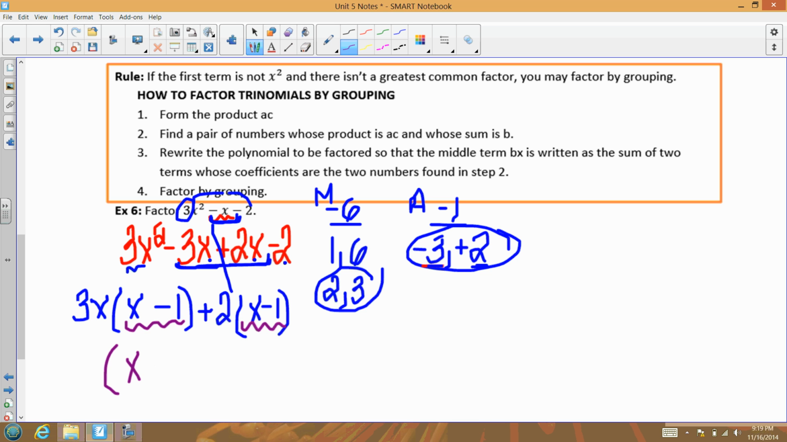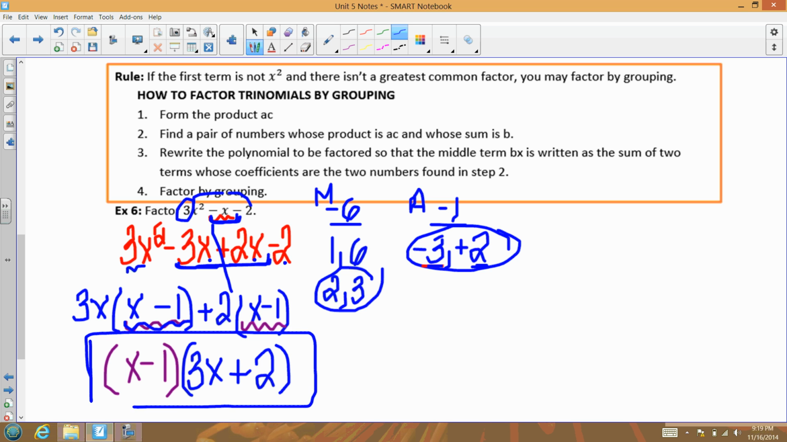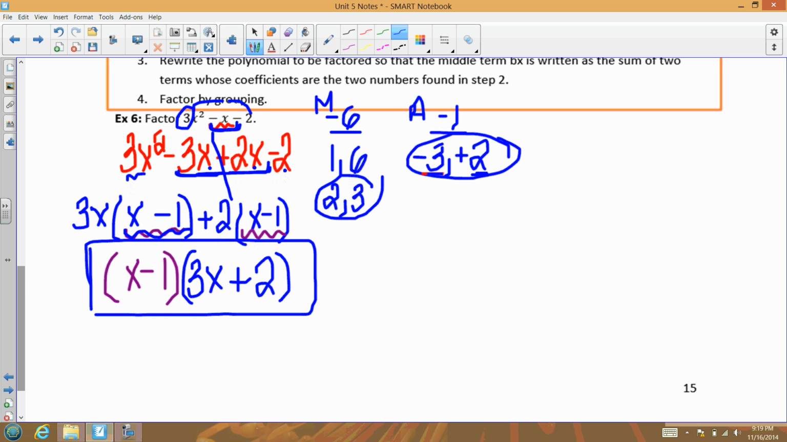So I can take out an x minus 1. And when you do that, if this is gone, I'm left with a 3x. And I'm left with a plus 2 on the other side. So there are my new factors. And if you multiply those out, you should get 3x squared minus x minus 2. So here are the factors. And notice that because I had that 3x squared, that's why I have a 3x now instead of just like an x plus 2 and an x minus 1. So let's do some more of these just to get familiar with it.